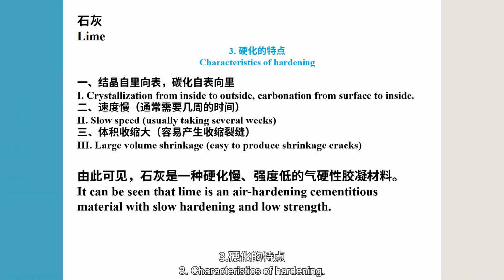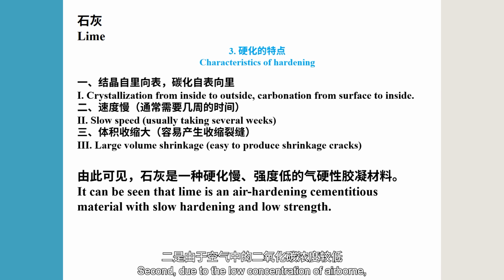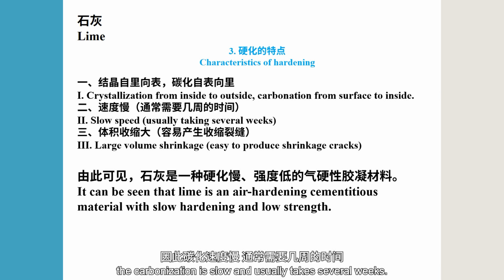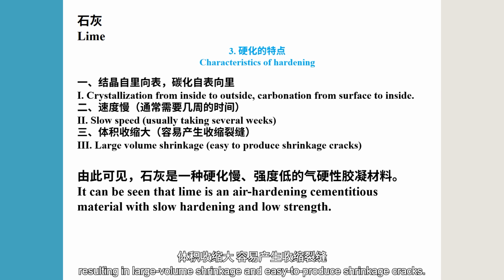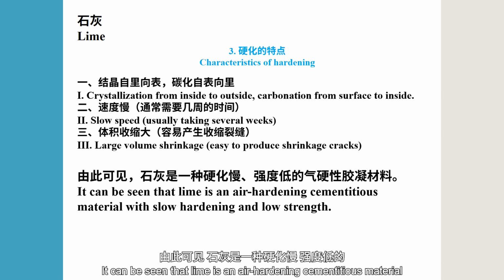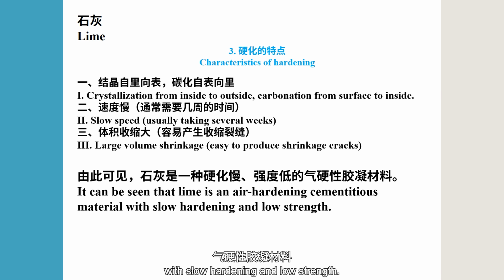3. Characteristics of hardening. First, as we have just learned, the crystallization is from inside to outside, and the carbonation is from outside to inside. Second, due to the low concentration of airborne carbon dioxide, the carbonation is slow and usually takes several weeks. Third, a large amount of water is lost in the crystallization and carbonation, resulting in large volume shrinkage and easy-to-produce shrinkage cracks. It can be seen that lime is an air-hardening cementitious material with slow hardening and low strength.